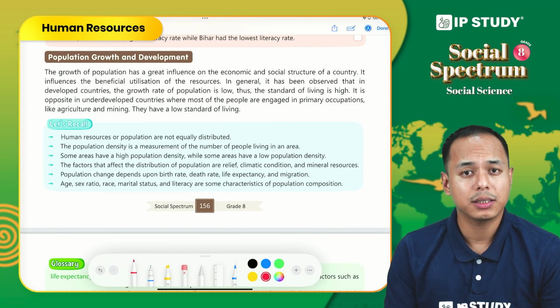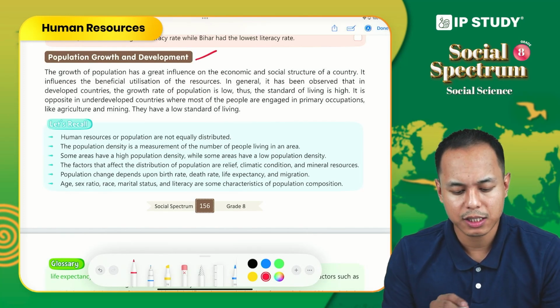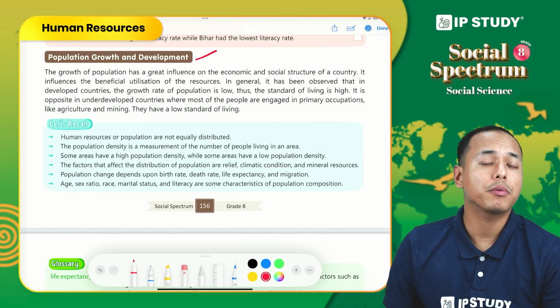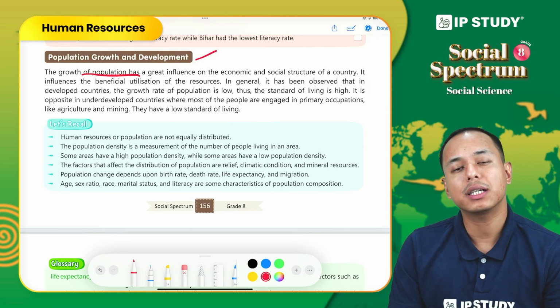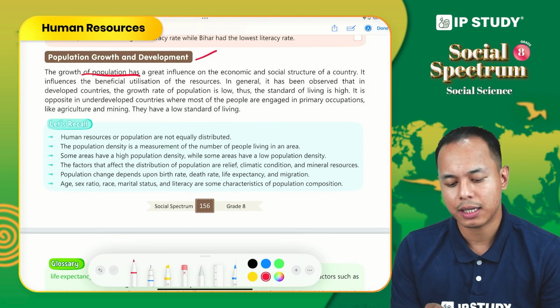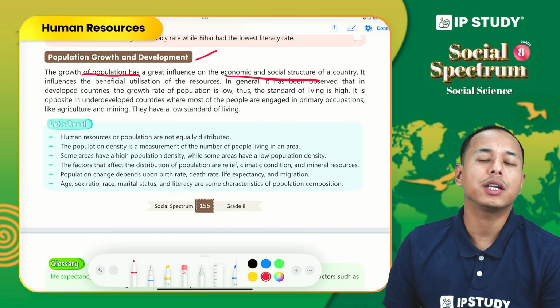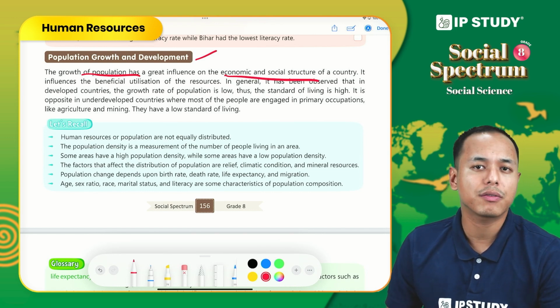Now let us discuss the last topic, that is population growth and development. So population growth and development go hand in hand because the growth of population has a great influence on the economic as well as social structure of a country. It influences the beneficial utilization of resources.